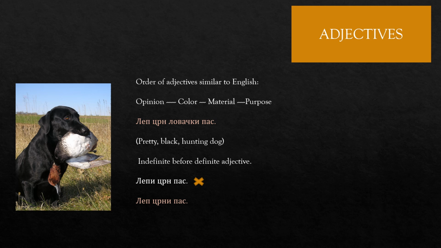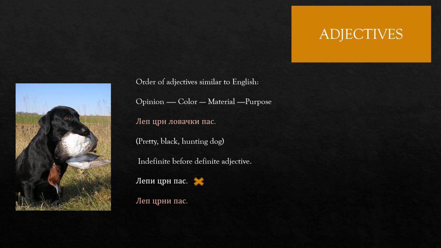If there are several adjectives describing a noun, their order is usually the same as in English. First, you give an opinion, then color, then material, then purpose. For example, lep crn lovački pas, pretty black hunting dog. In Serbian, there is one additional rule, and that is indefinite adjectives come before definite adjectives.